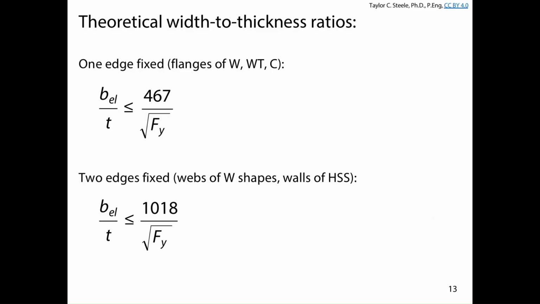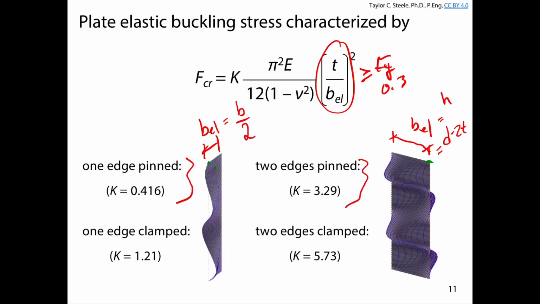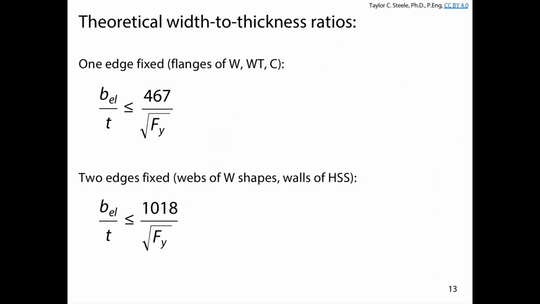Similarly down here, a slightly larger number. And the numbers are larger for two edges fixed, simply because if we come back to this slide here, K is bigger for the two edge fixed case because there's more restraint against buckling in that case. And so we can get away with slightly thinner or higher width to thickness ratios when calculating that ratio and preventing local buckling for these situations.